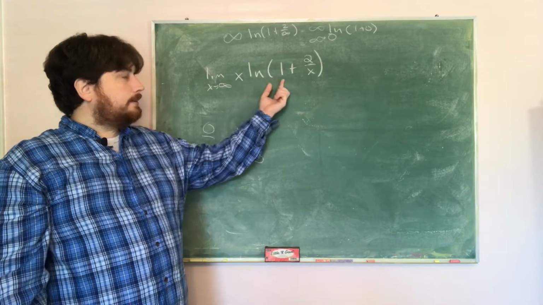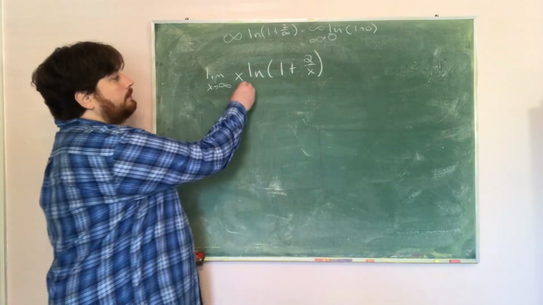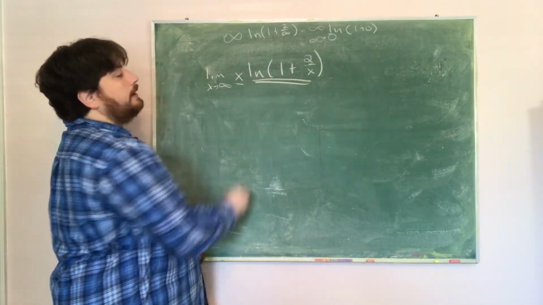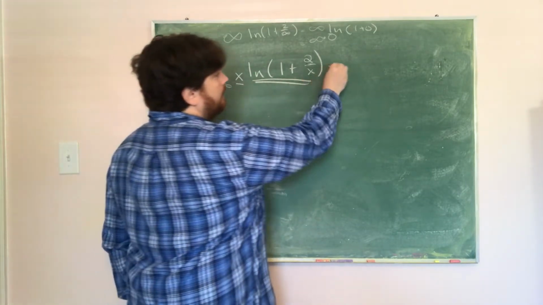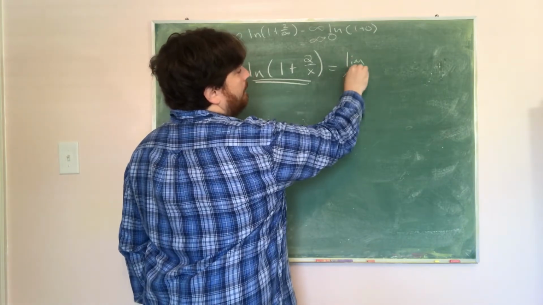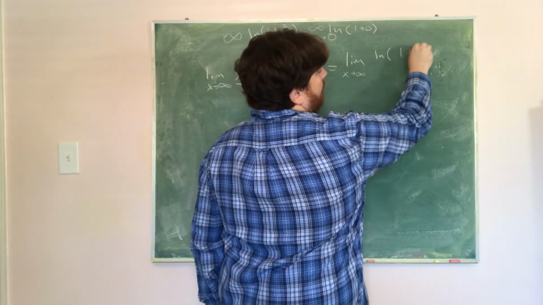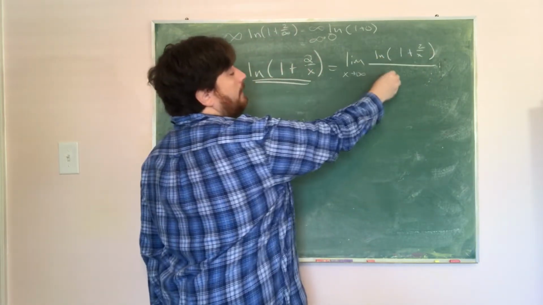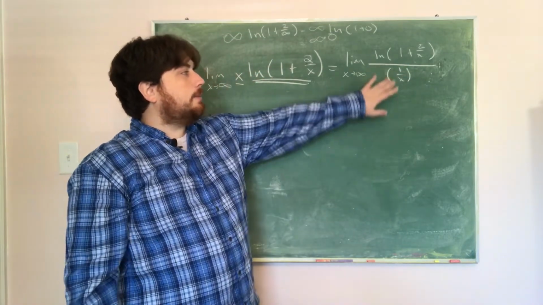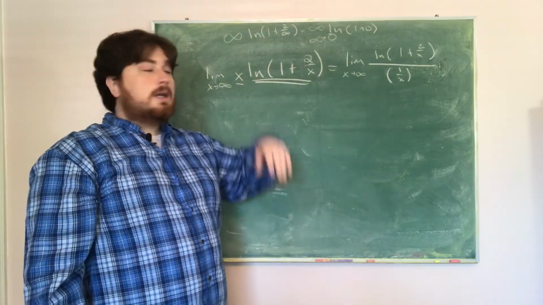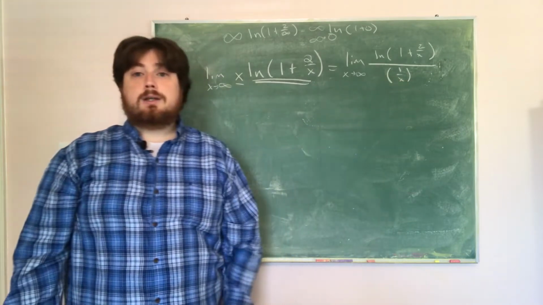And so what I'm going to do is take one of these functions and put it on the bottom. Now the easier one to do here is between x and natural log of 1 plus 2 over x. Looks like the easier one to do would be x. And so I'm going to move that to the bottom by rewriting this as the limit as x goes towards infinity of natural log of 1 plus 2 over x, divided by 1 over x. Now, dividing by 1 over x is the same thing as multiplying by x. So I haven't changed the problem, I've just rewritten it so that it looks like a quotient instead of a product.